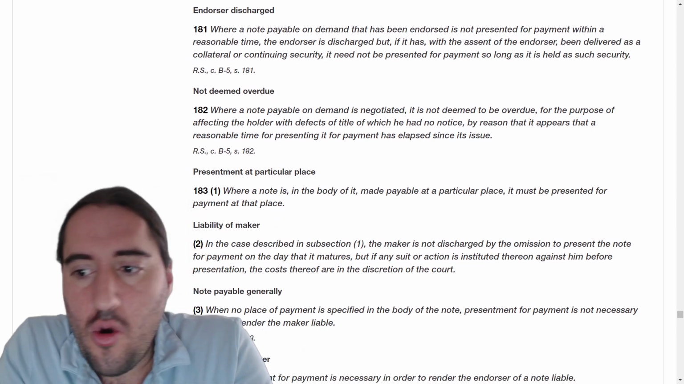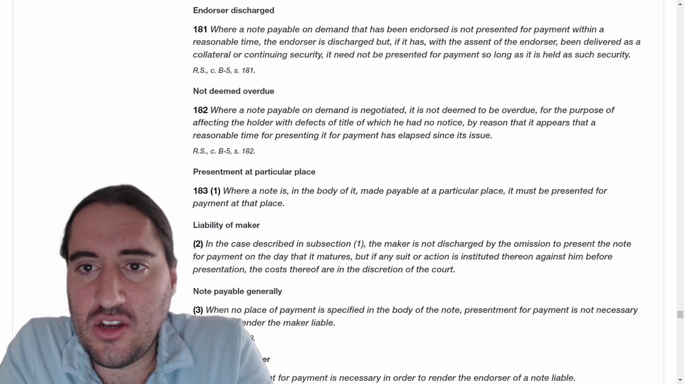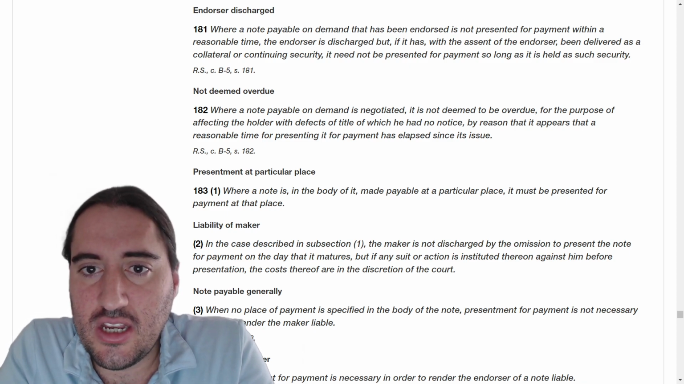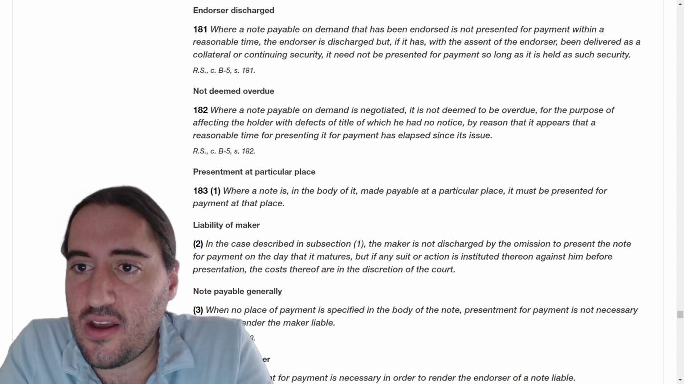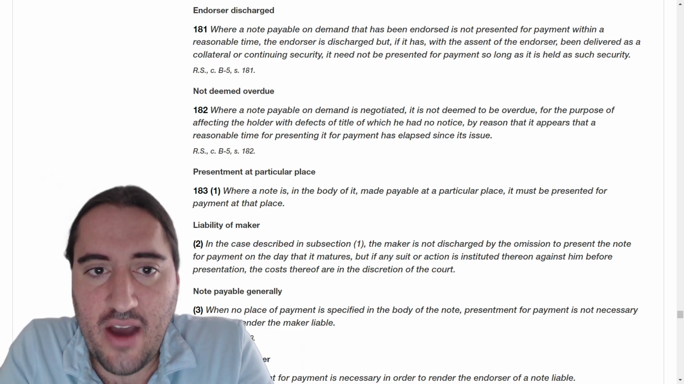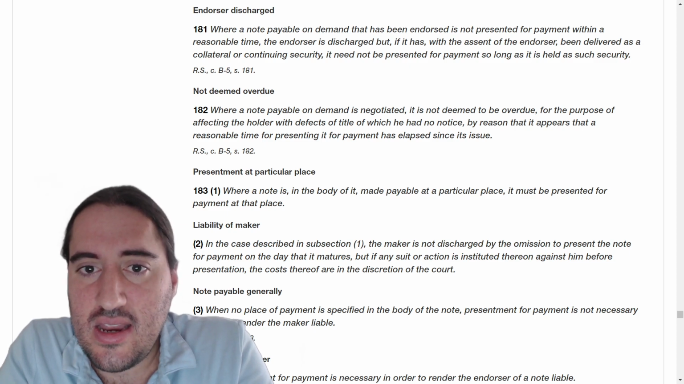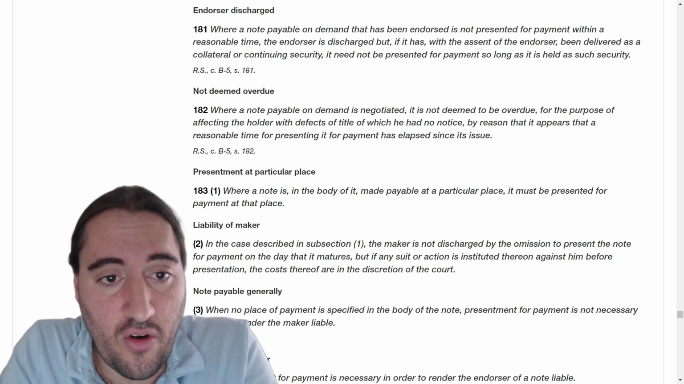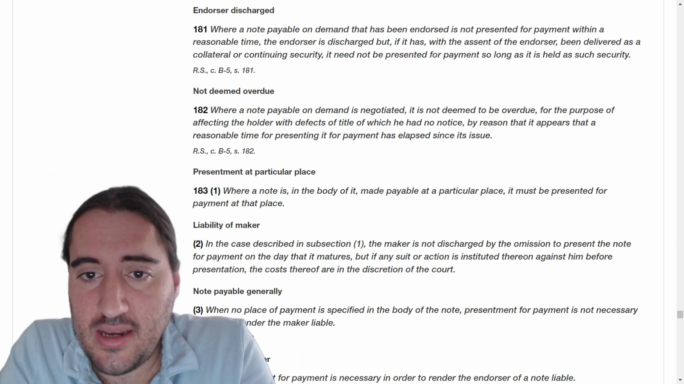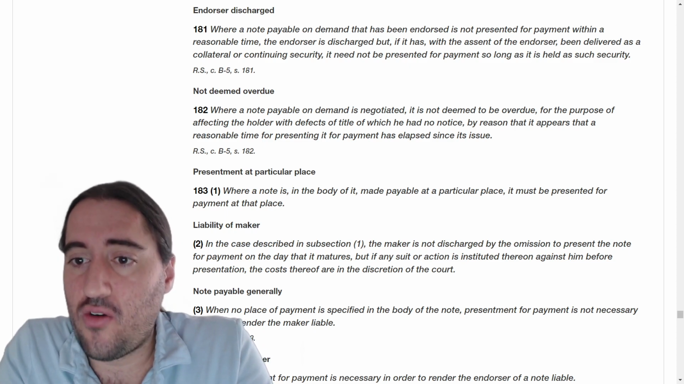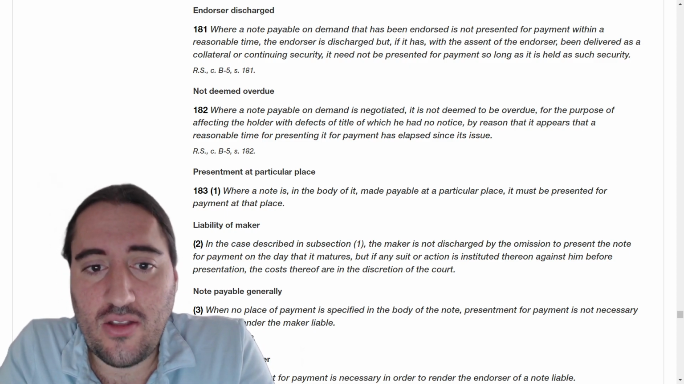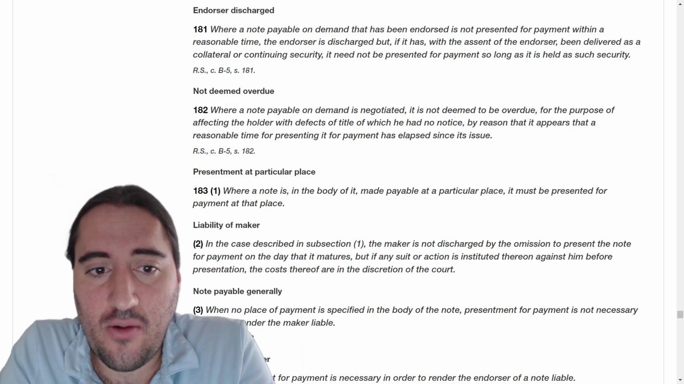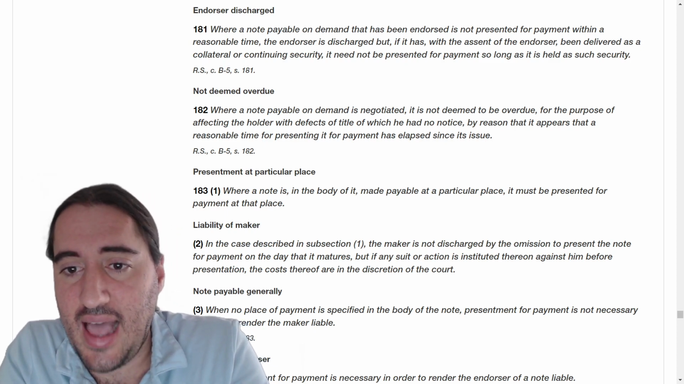Endorser discharged. Where a note payable on demand that has been endorsed is not presented for payment within a reasonable time, the endorser is discharged, but if it has, with the assent of the endorser, been delivered as a collateral or continuing security, it need not be presented for payment so long as it is held as such security. Not deemed overdue. Where a note payable on demand is negotiated, it is not deemed to be overdue, for the purposes of affecting the holder with defects of titles of which he had no notice, by reason that it appears that a reasonable time for presenting it for payment has elapsed since its issue.